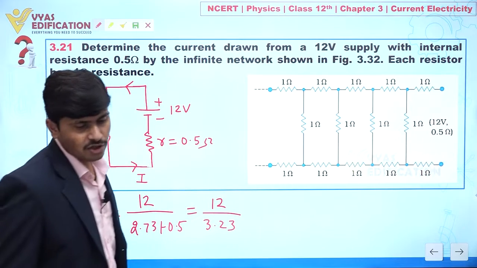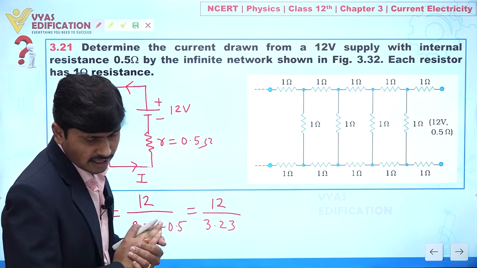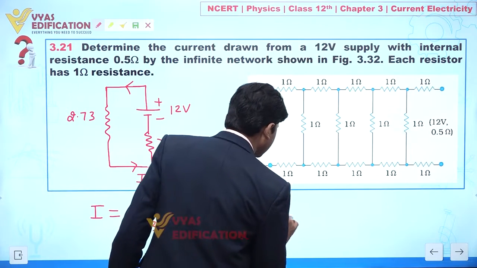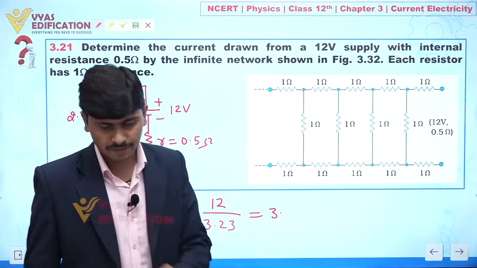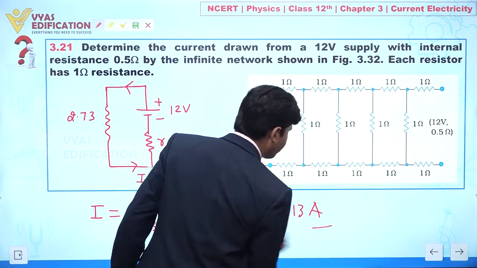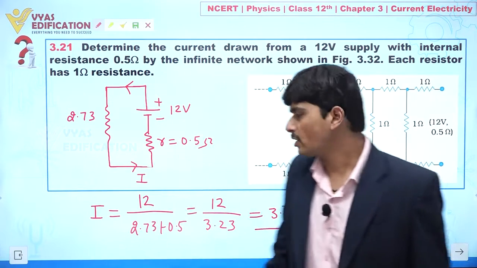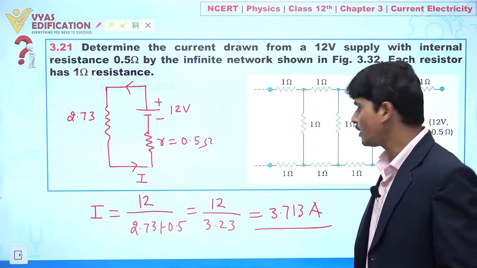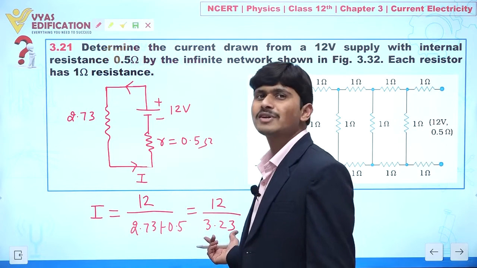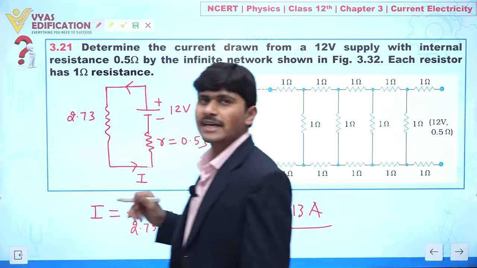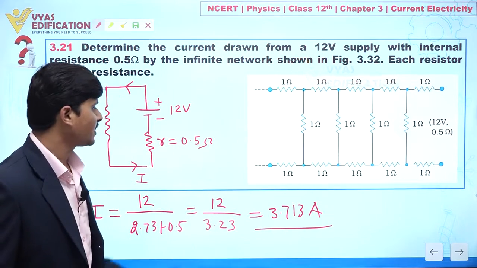Approximately, if you take 12 divided by 3, this is 4. Since the value is more than 3, we will get a value that is less than 4, approximately 3 point something. So the correct answer is 3.713 ampere. You can calculate it easily.